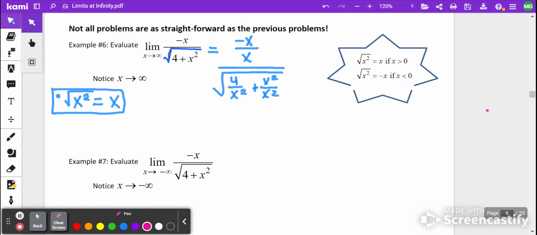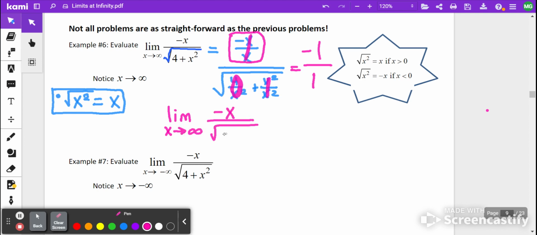So negative x over x reduces, so we have negative 1 in our numerator. 4 over x squared would reduce to, or the limit would approach 0. X squared over x squared is 1. We take the square root of 0 plus 1, in other words, the square root of 1, which is 1. Our numerator became negative 1. So what we found is that the limit as x approaches infinity of our function, that looks like this, is negative 1.